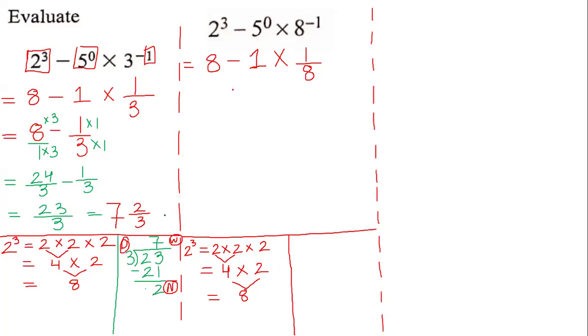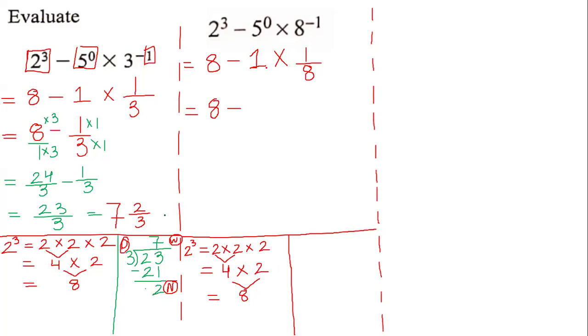So what are we going to do, class? What is it going to be equal to? It's going to be 8 over 1 minus 1 over 8. It's going to be 8 over 1 minus 1 over 8.